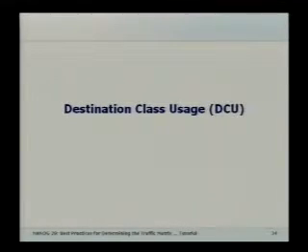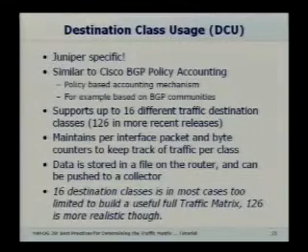Then on the Juniper side, there is something fairly similar, or almost exactly the same, which is called destination class usage. I think in the newer versions, it's actually a combination of source class and destination class usage. So it does the same thing based on communities or other properties you can set on either a BGP route or an IGP route. You can count traffic into buckets and do your accounting that way.